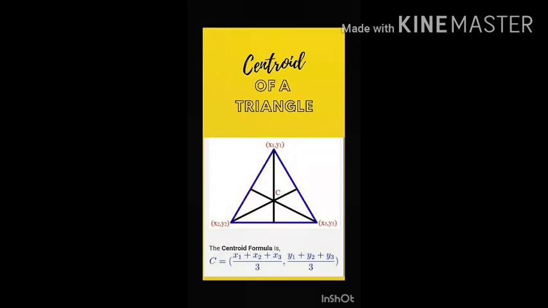Here you can clearly see that C is the center point of the triangle. So the formula of the centroid is x1 plus x2 plus x3 upon 3, y1 plus y2 plus y3 upon 3, because the triangle has 3 vertices. Got it? And students, another name for the centroid is the point of intersection of medians.